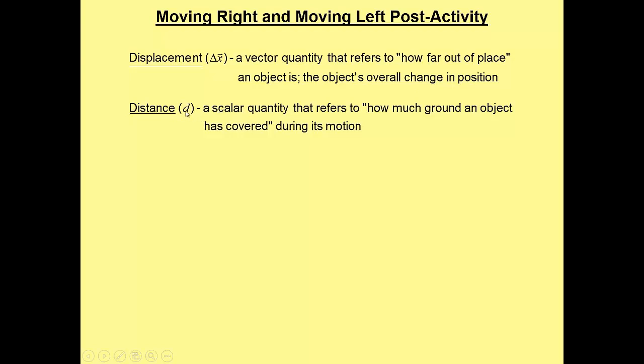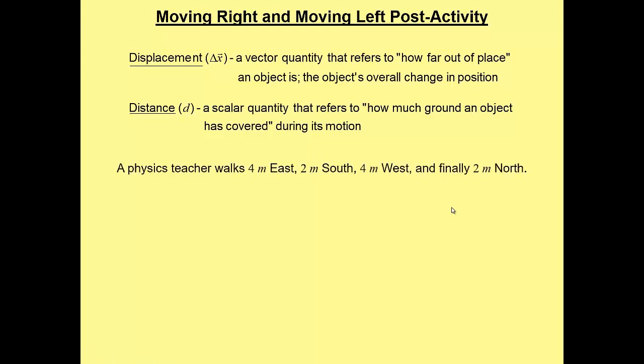Whereas distance, a lowercase d for distance, is a scalar quantity. It's just a size, and it's how much ground the object's covered. How much ground it's covered is distance. Let me show you where it gets a little tricky. Let me do a quick little example with you here. So let's say your physics teacher walks 4 meters east, 2 meters south, 4 meters west, and then 2 meters north.